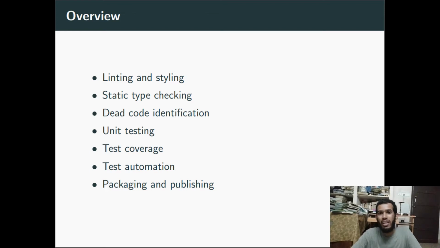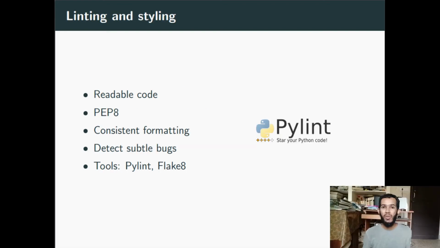Let's begin with linting and styling. One of the first things that you can do to make your package well-formed is to adopt a suitable coding style and enforce that coding style using linting tools. It's good to have the suggestions mentioned in PEP 8 in mind when you're choosing your coding style because, as we all know, it has a lot of suggestions which have turned out to be quite good. So it would be good to keep that in mind.